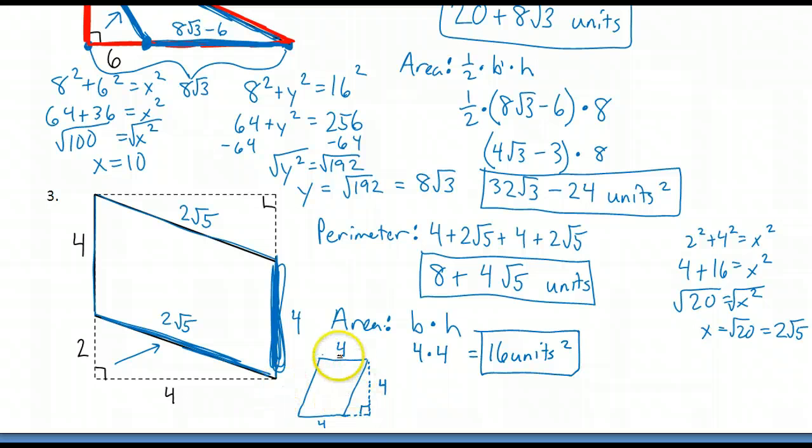I could also find this area by finding the area of this entire rectangle and then subtracting off these two triangles. So the area of my entire rectangle is going to be 4 times 6, and then I would have to subtract off the area of this triangle, which is going to be 1/2 times 2 times 4, minus the area of this triangle, which would be 1/2 times 2 times 4. And if I simplified that, I would have 24 minus 4 minus 4, which is 16. Either way, I get the same answer.